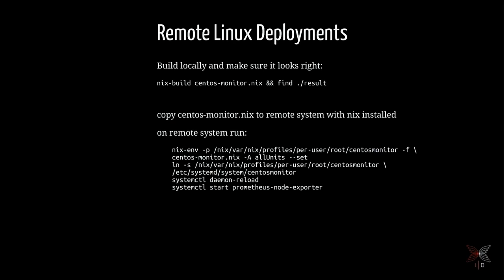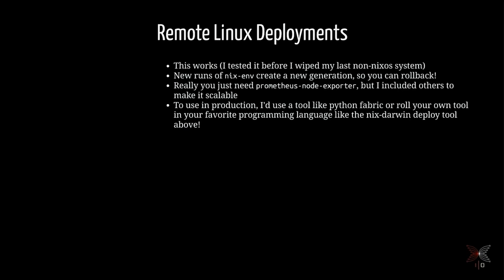So in this case, I have a user root for CentOS monitor, and then I specify the file I want to install there. And I specify that I want to grab the allUnits attribute here. And then I just symlink that to /etc/systemd/system/centos-monitor, do systemctl daemon-reload, systemctl start prometheus-node-exporter. And I now have Prometheus node being managed with Nix code that could be automated further using Haskell to write a tool, or Python Fabric, or any other automation tool that uses SSH to make this a simple process. Very similar to how the nix-darwin stuff above was done.